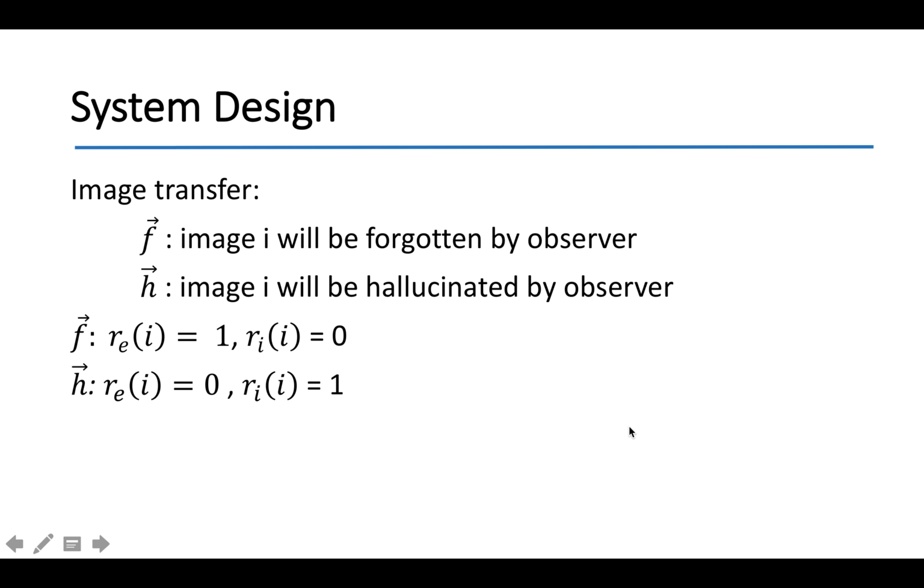And the next part is the image transfer. I use two vectors here, f and n, to represent the forget and hallucinated rate for the image. The observer's reaction to the transformed image can be represented as the following two situations. If the observer forgot the existing objects in the original region i whose RE equals 1, the RI will equal 0 and generate a hit miss like this. And if the observer hallucinated information in region i and generated a new object that doesn't exist in the original image, the RI will equal 1.